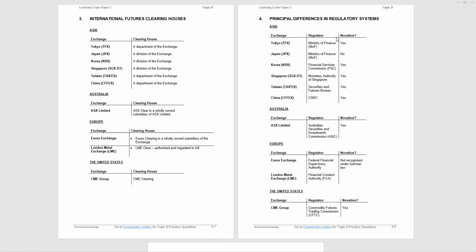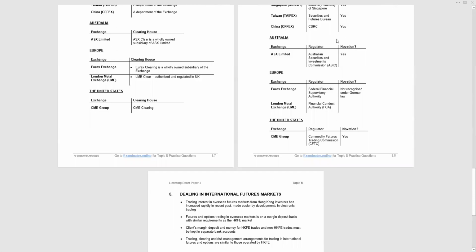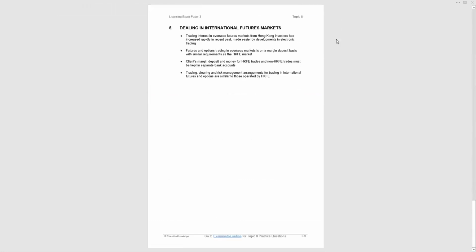And then we look at the principal differences in regulatory systems. We look at who the regulators are, whether or not novation is used to clear trades in Asia, in Australia, in Europe, and in the United States. And then we finish with some points on dealing in international futures markets.